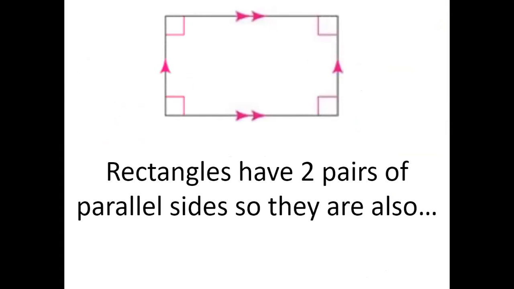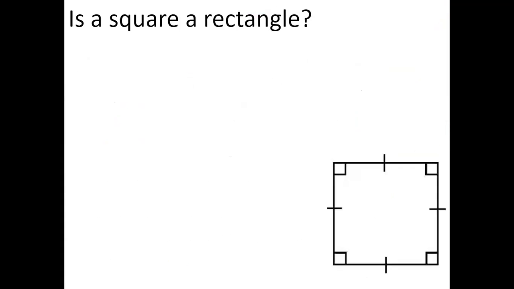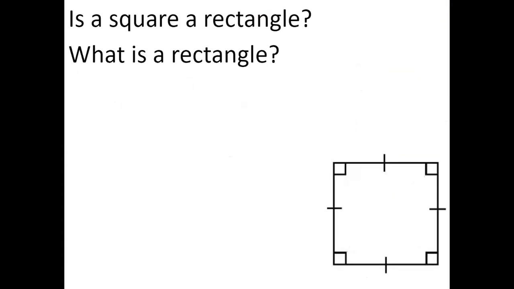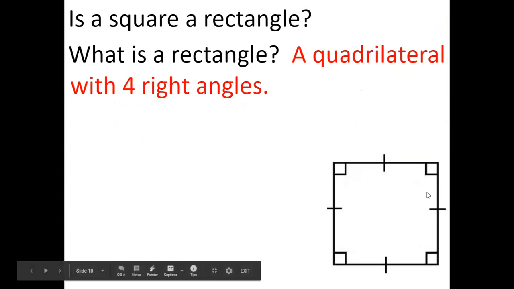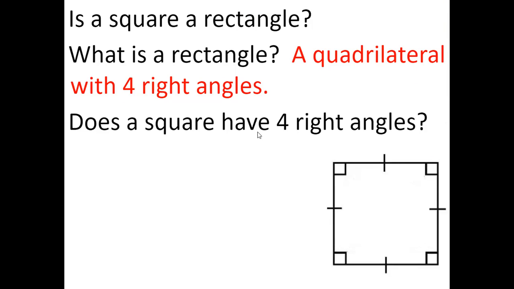And it keeps on going. Rectangles have two pairs of parallel sides, so they are also parallelograms, just as I explained. Is a square a rectangle? That's always going to be the grand question in geometry, and the answer is yes, right? What is a rectangle? The reason why it's yes, well, we refer to the definition of a rectangle. A rectangle is a quadrilateral with four right angles. Does a square have that? Yes, it does. So therefore, it is considered a rectangle. Very important that you're always referring to the definitions, okay?